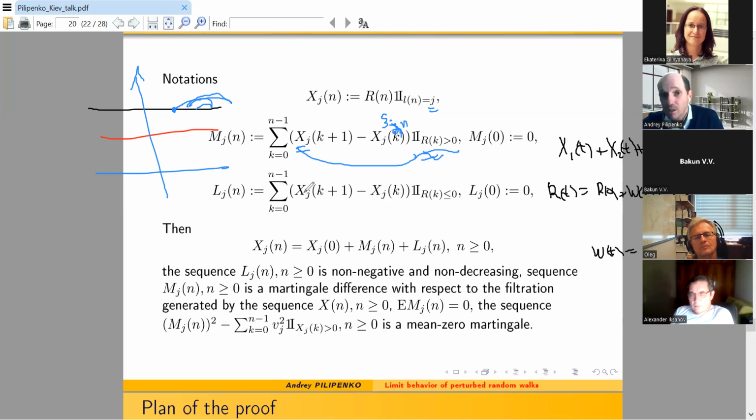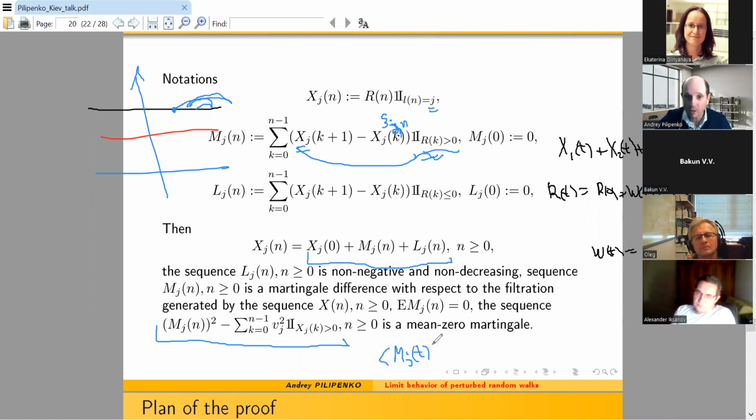And L_j is the following process, the following sequence. And it can be seen that x_j is this sum. And this sequence is a martingale, and it's natural to expect that if you consider Donsker scaling, then this martingale will converge to a martingale m_j(t) with characteristic equal to v_j times the integral of the indicator that the j-th coordinate is positive, ds.